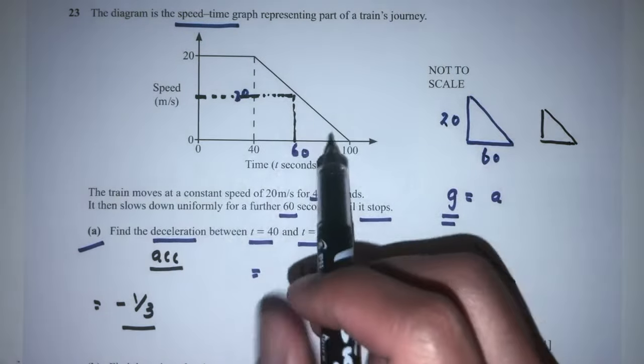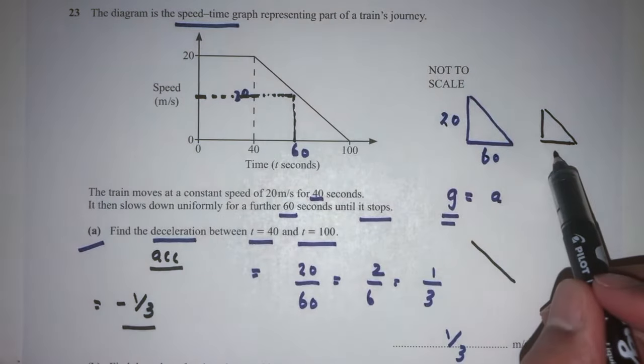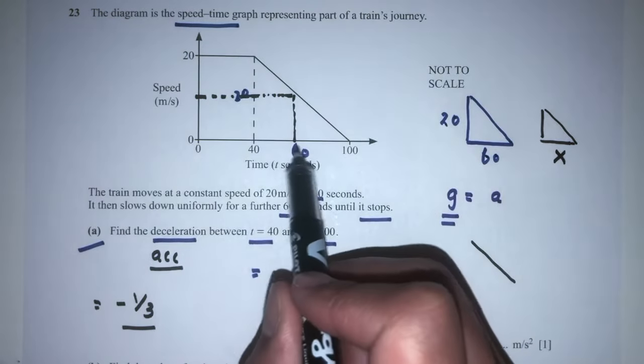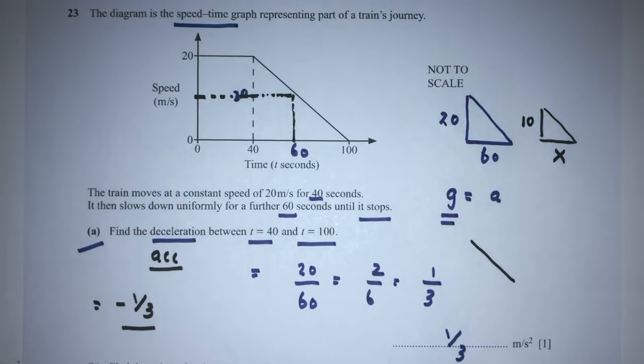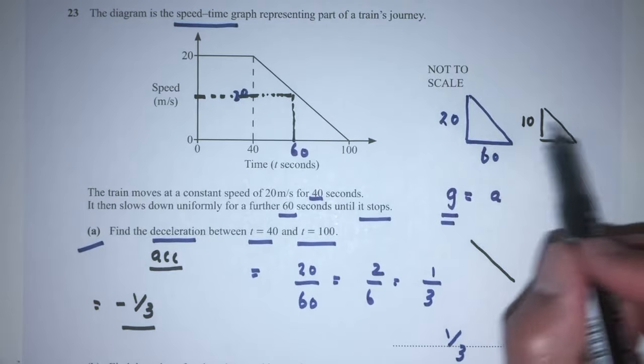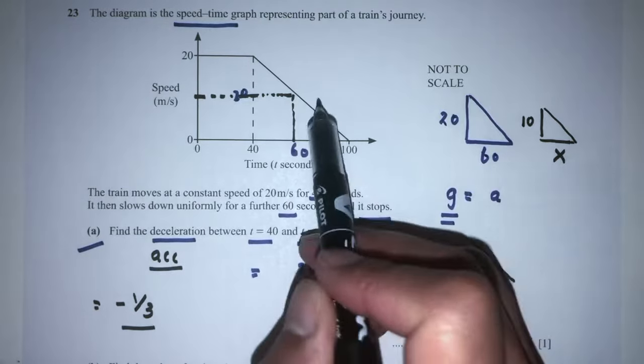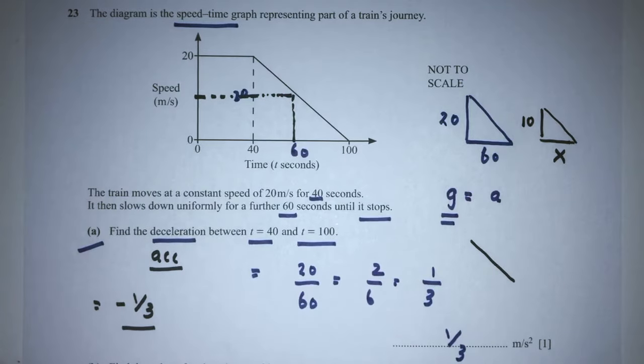This is what? We don't know. We want to find this value. Let's call this x. We don't know the value here, but we know the height is 10. We also know that these two triangles are similar because it is a small triangle inside of the same triangle, right? That's why it is similar.